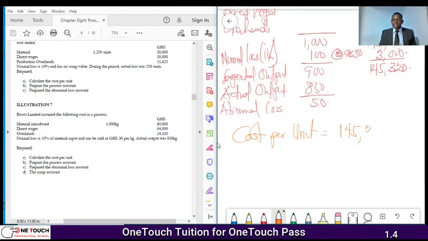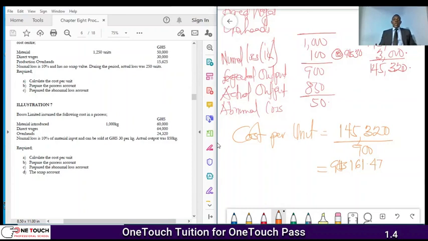Sorry, the normal loss from it. So 145,320 divided by the expected output, that is what? 900, because the abnormal loss is something that is expected. Okay, good. So we have 145,320 divided by 900, and that gives us 161 Ghana cedis, 47 pesewas.